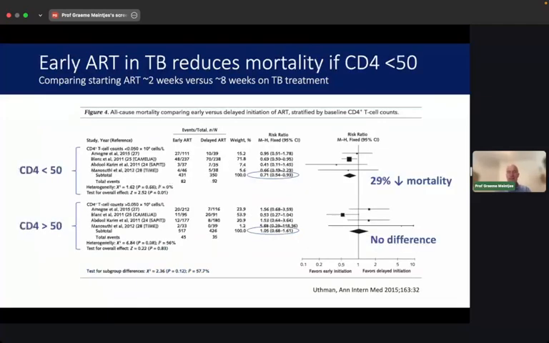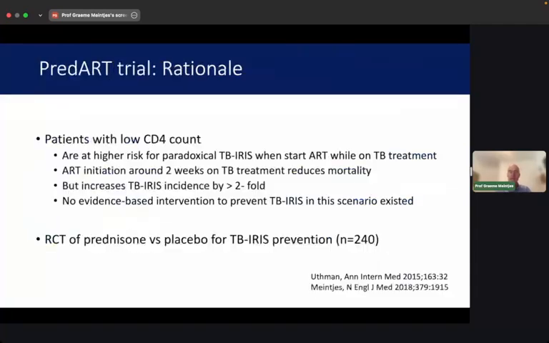But of course, the flip side is that we do need to start ART early because it saves lives, particularly in patients with a CD4 count of less than 50. So this is the same meta-analysis, not looking at IRIS, but looking at mortality, and you see if the patients have a CD4 count of less than 50, and they start ART at 2 weeks compared to 8 weeks, you reduce mortality by around 30%. If the CD4 count is above 50, there's no difference in mortality whether you start at 2 weeks or 8 weeks. But this means that despite the high risk of TB IRIS, we need to start ART early in patients with HIV-TB, particularly those with a low CD4 count.